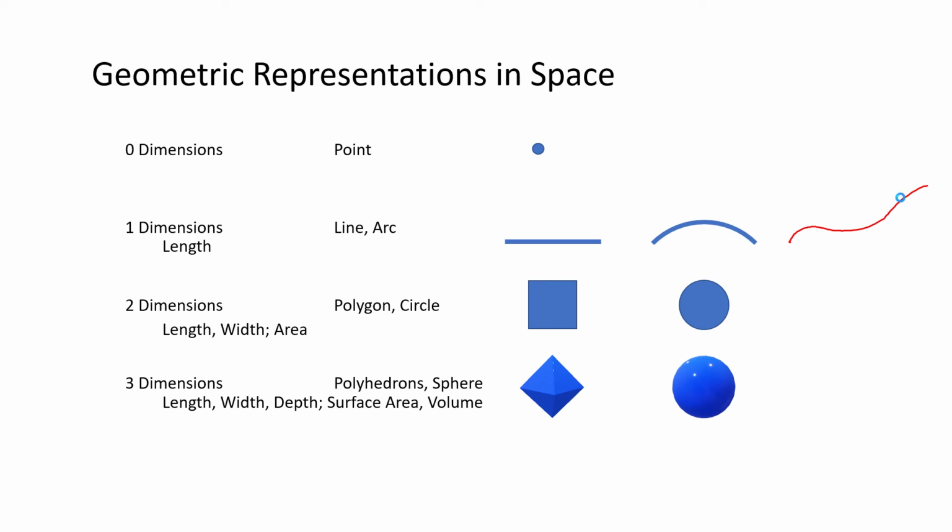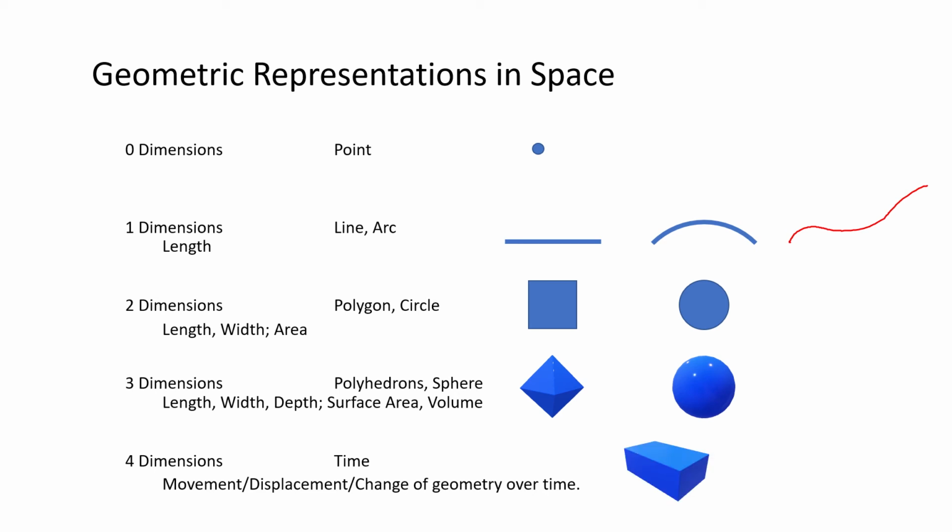And after 2 dimensions is 3. So we have polyhedrons, spheres, and you can again have irregular shapes that use this 3 dimensions. But again, just keeping it simple. 3 dimensions represents length, width, depth. And we can obtain a surface area and we can obtain a volume. Now beyond this is actually 4 dimensions. You can have multiple dimensions past that, but we'll just stick with this idea of the 4th dimension being a time variable. And this is movement or displacement. Somehow this geometry, somehow this data changes over time.